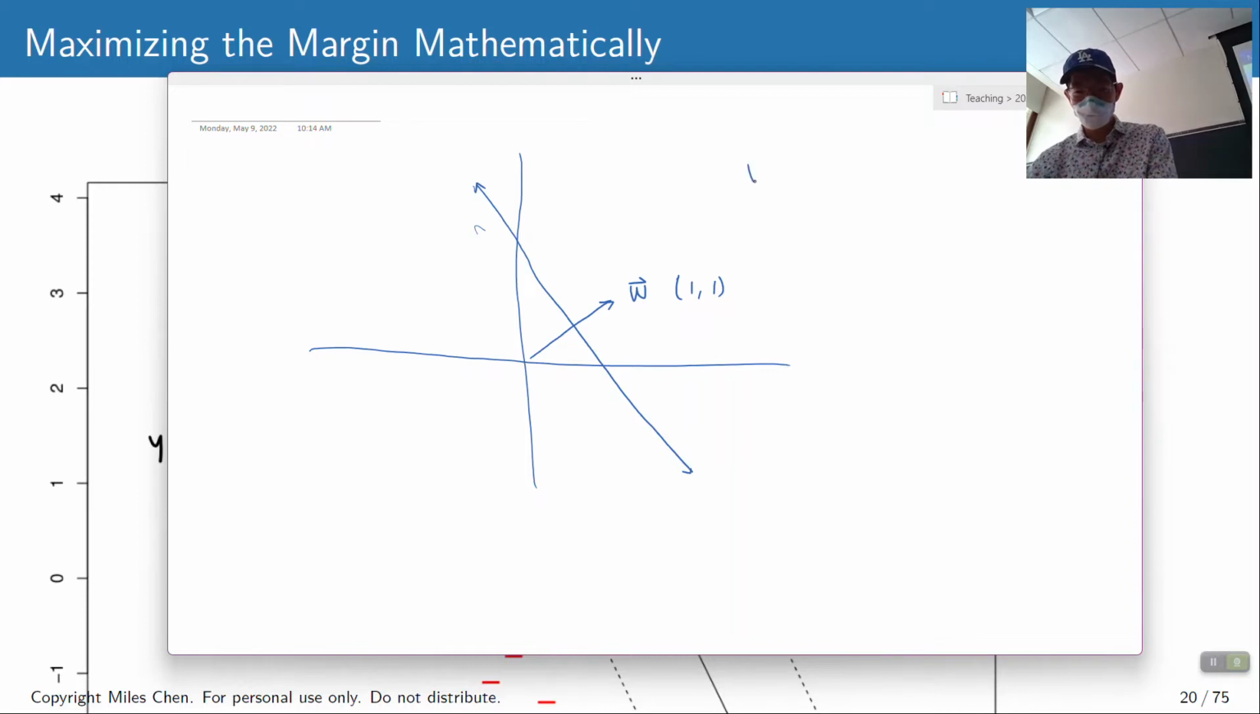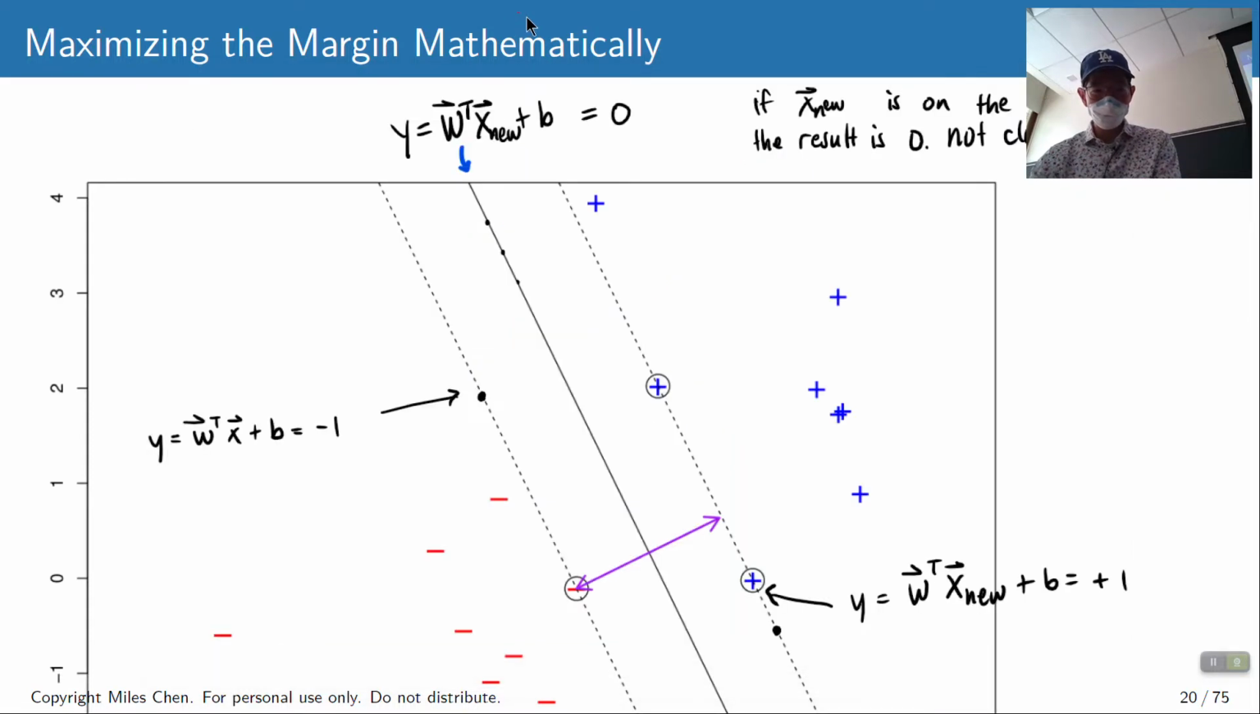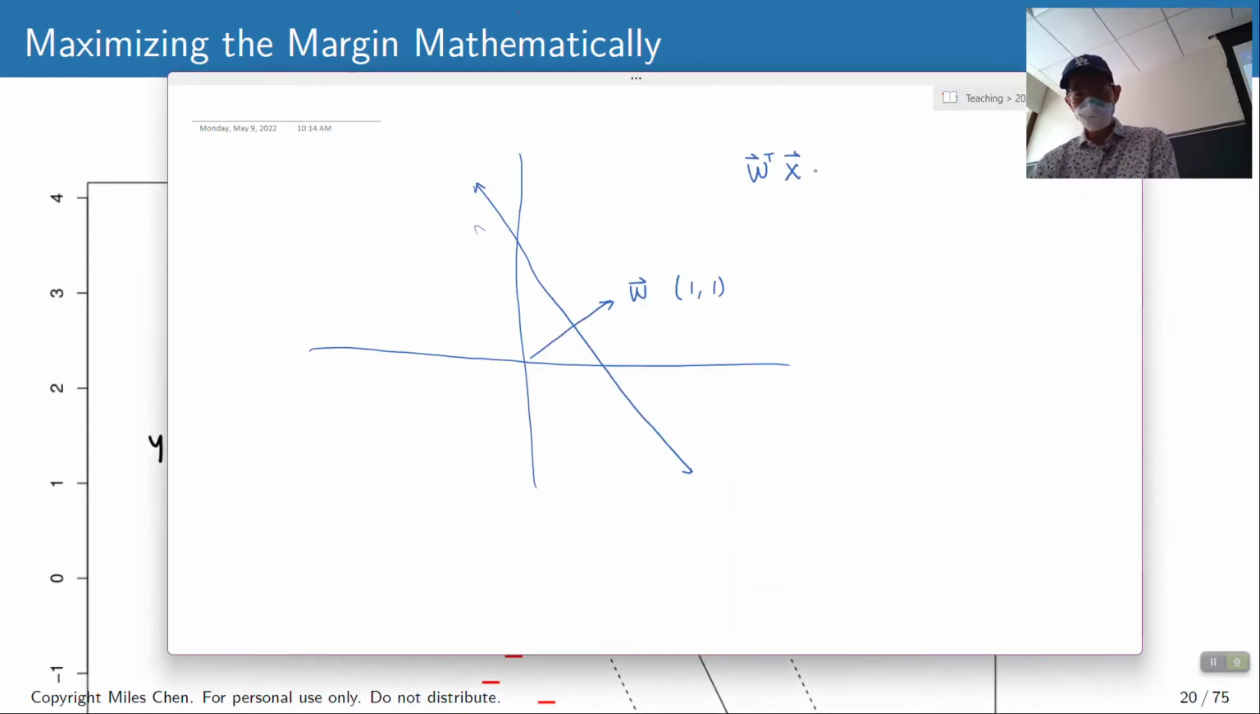What we're saying is we've got this vector, W transpose X, plus some constant, equal to 0. All right, so where do we have this? Let's say this point right here, just for simplicity.